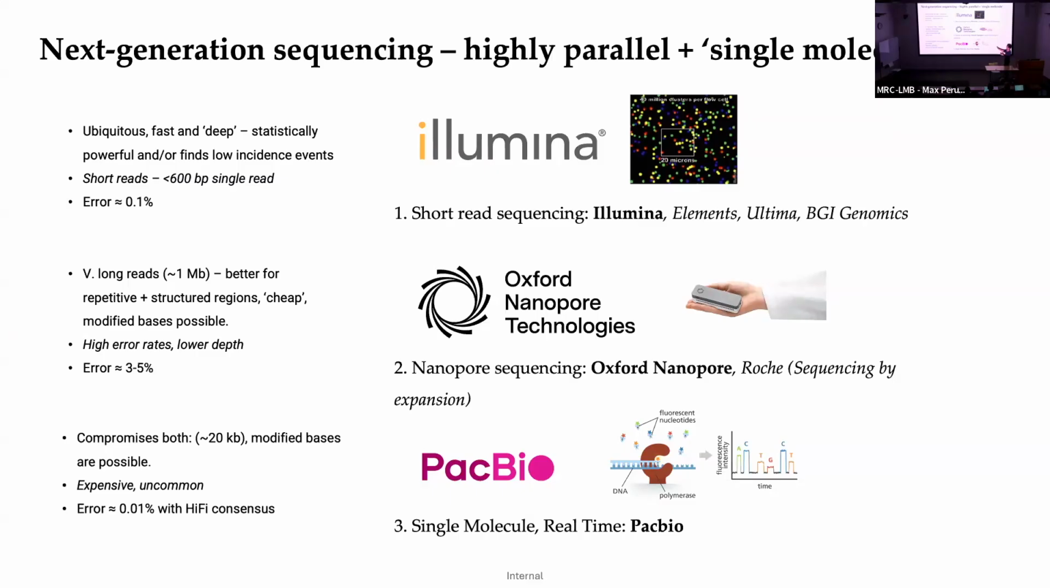And then PacBio compromises both. You can get relatively long 20 kilobase reads. It's very important if you want to do proper telomere to telomere sequencing of human genomes, for example. But it is expensive. It is also uncommon. It now has a very low error rate because of a new technique that they've recently pioneered called HiFi sequencing, where they're sequencing again and again and again in a rolling circle to get a consensus.